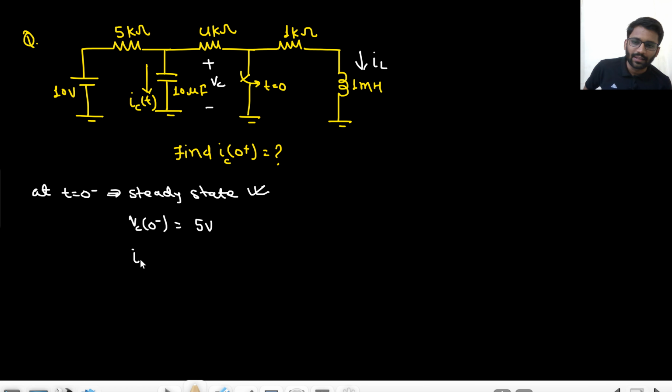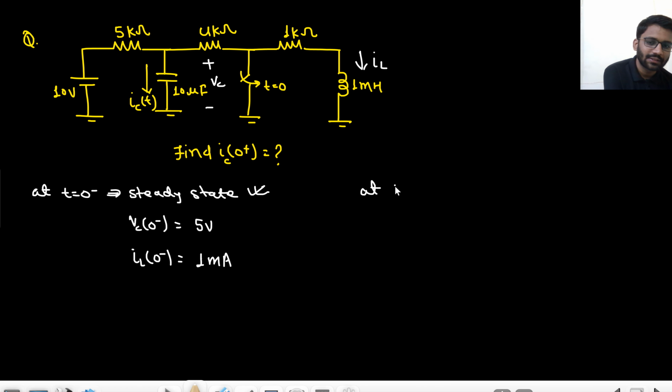What about IL at 0 minus? This is open circuited, and this switch is open. This switch is open, and the capacitor is open circuit and the inductor is shorted. So what will be the current? 10 upon 5 plus 4 plus 1. That means 1 milliampere current, right? So in the circuit we are having 1 milliampere current.